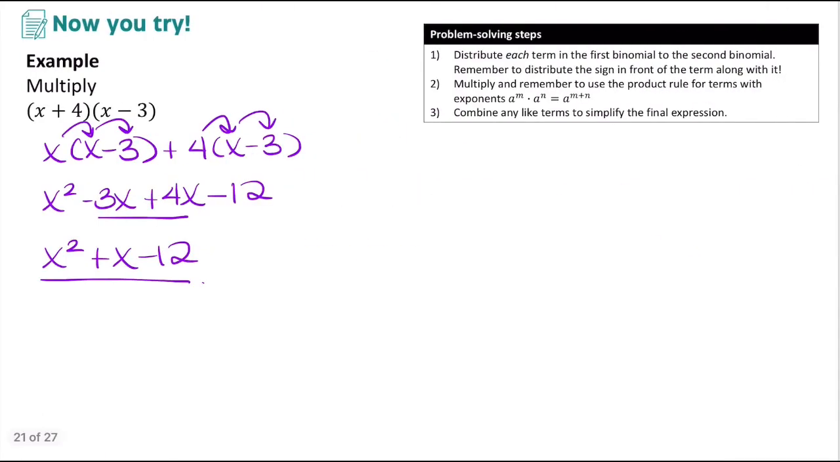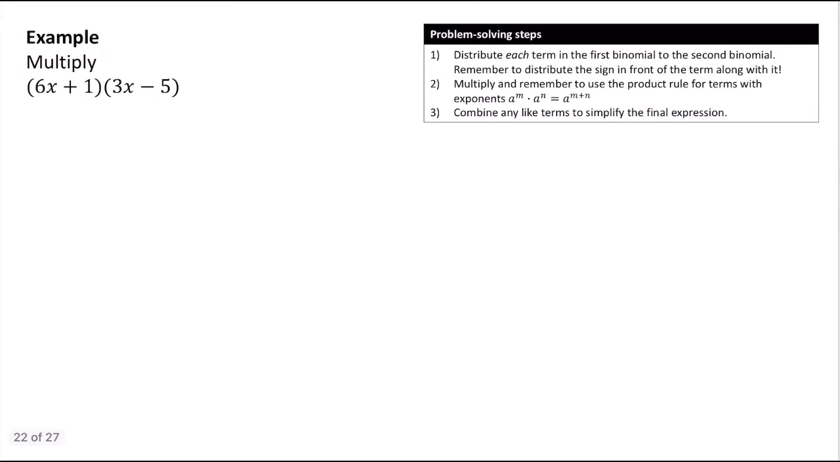So here we're going to take x plus 4 and distribute both of those terms to x minus 3. So that gives us x times x minus 3 plus 4 times x minus 3. When we distribute, we get x squared minus 3x plus 4x minus 12. So the middle terms of minus 3x and plus 4x will combine to 1x that we can just write as x. So we have x squared plus x minus 12. So let's try now this example.